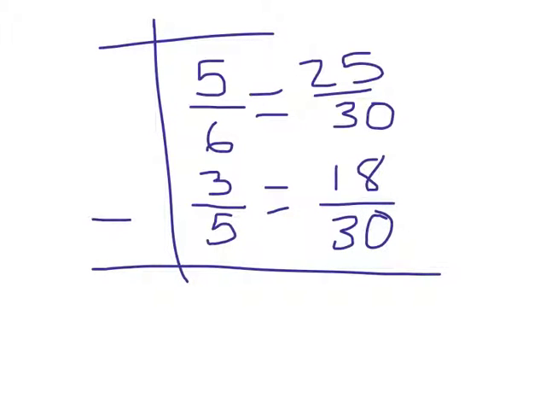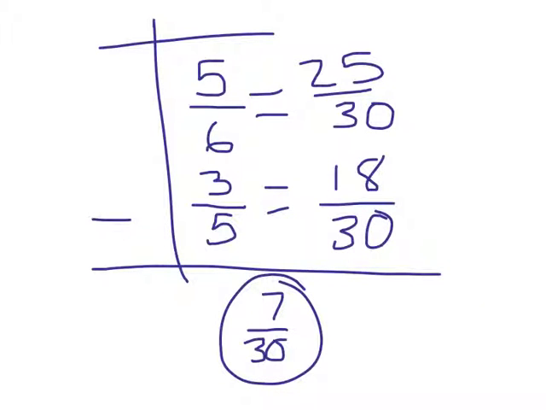What's 25 over 30 minus 18 over 30? It's 7 over 30. The correct answer to that problem is she uses 7/30 more cups of flour than brown sugar. You've done a great job with this video.